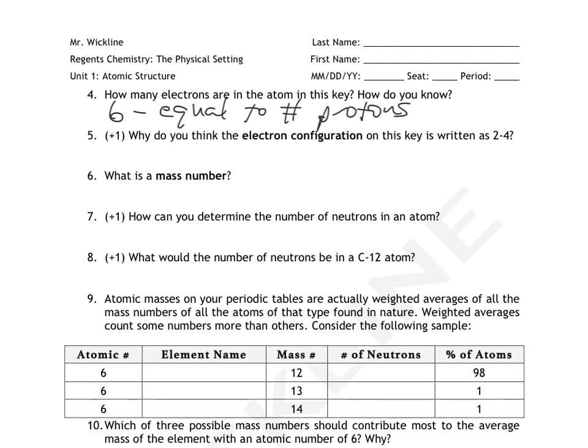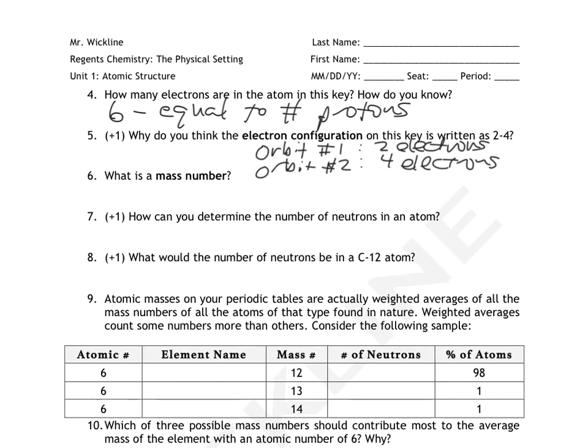Why do you think the electron configuration is written as 2, 4? This is a reference to the orbits that atoms have that we talked about under the Bohr model. Under the Bohr model, we have orbit 1 and orbit 2, which is above orbit 1, and those different orbits have different numbers of electrons in them, and when we see the notation 2, 4, it's referring to the number of electrons in each orbit.